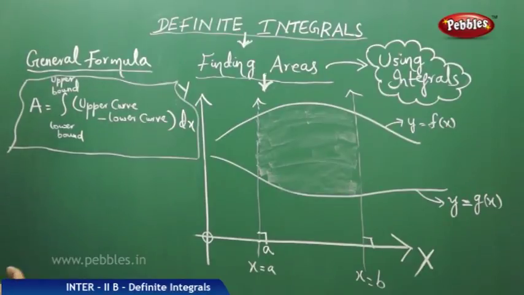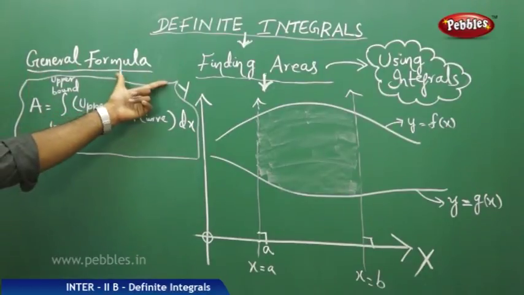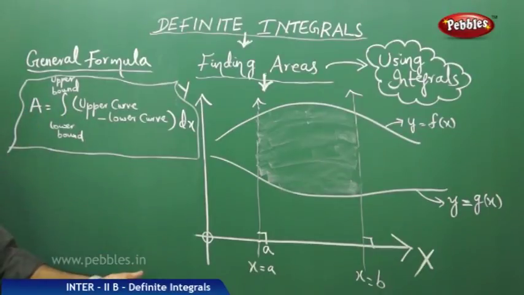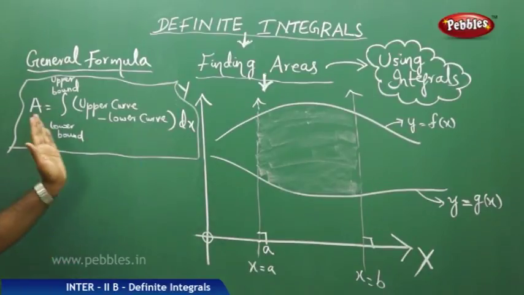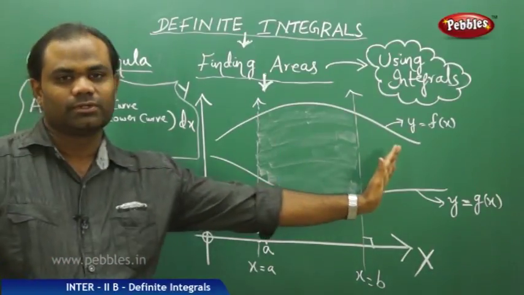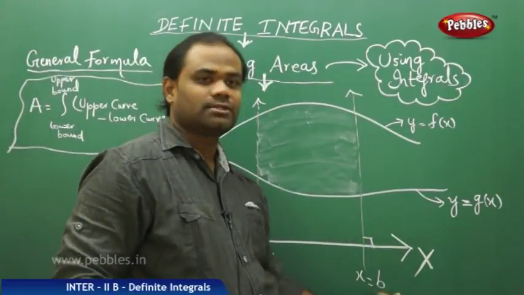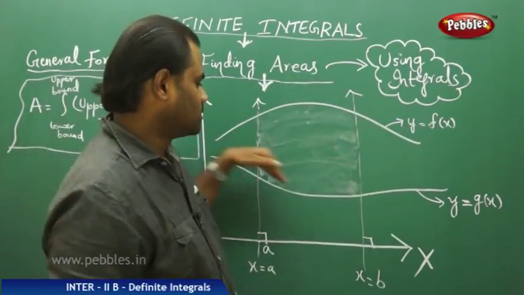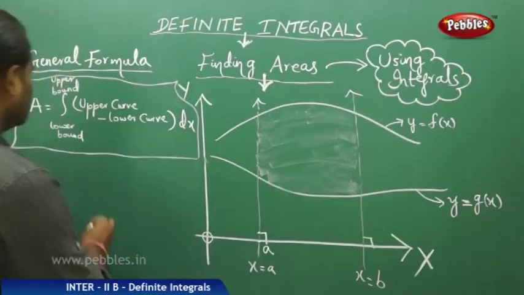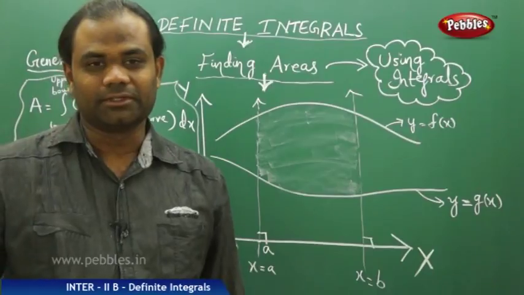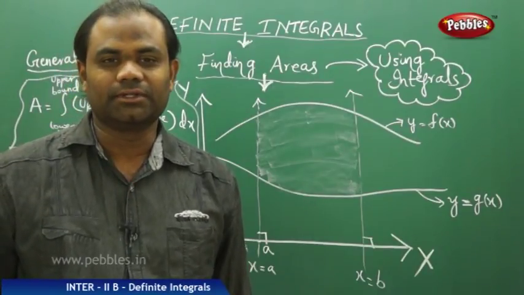So generally for any curve, the general formula is derived as integral of lower bound, whichever lower bound is identified in the given problem, and the upper bound, and then the upper curve minus lower curve of dx. Now lower bound is always from left and upper bound is the rightmost. So here the leftmost boundary is x equal to a and the rightmost boundary for the area is x equal to b, and the upper curve is f of x and the lower curve is g of x. Is how we identify the formula for area of the shaded region or area under the curves using integrals.